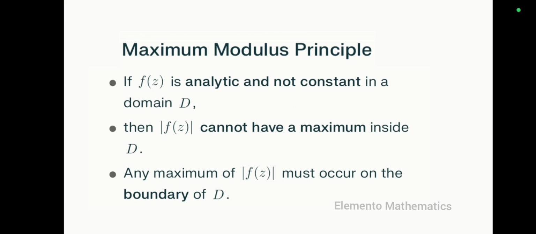So what do we mean by the maximum modulus principle? This principle says that if the function f(z) is analytic and not constant in a domain D, then the modulus of the function cannot have a maximum value inside the domain D. That means the largest value of the modulus of the function must happen on the boundary of the domain D, not in the interior of the domain.